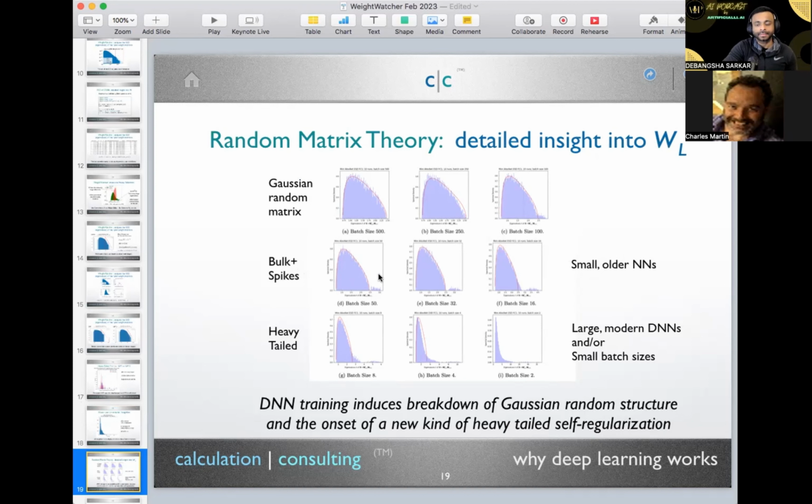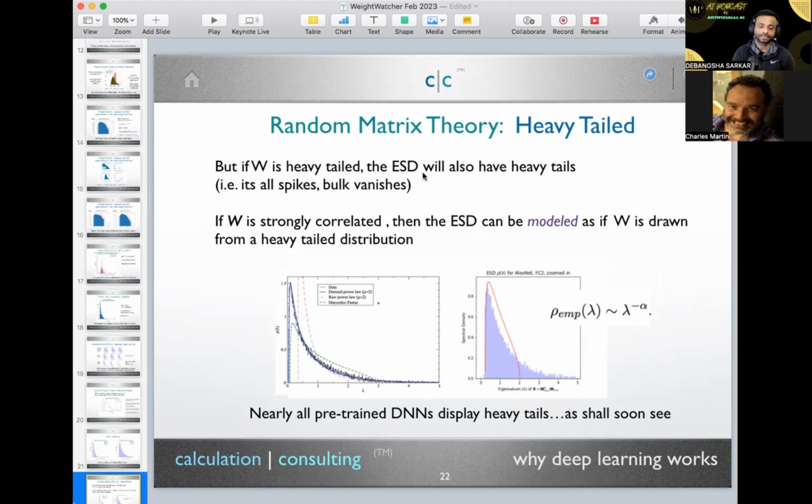So what we found is that the weight matrix looks as if it's heavy-tailed. This is the key idea: if W is heavy-tailed, then the spectral density will be heavy-tailed. But the spectral density can be heavy-tailed without W, if you look at W element-wise, looking like a random matrix. But if you look at its eigenvalue spectrum, it looks as if it's heavy-tailed. It looks strongly correlated. All of these pre-trained models display this.